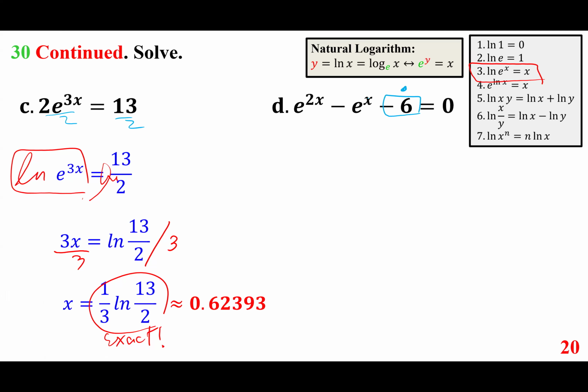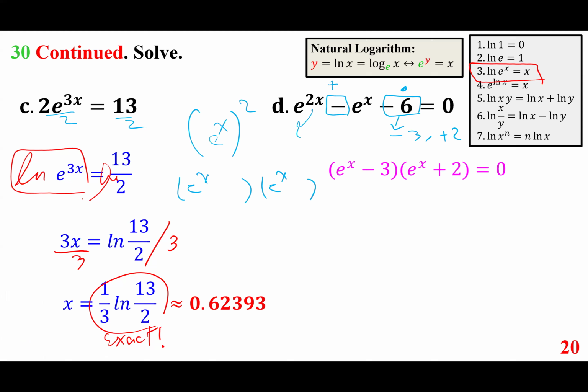The product is -6. The sum is -1. And this is e to the power of x, quantity squared. So you can write e to the power of x, e to the power of x. And now the two numbers would be -3, +2. This is what we get. Okay.